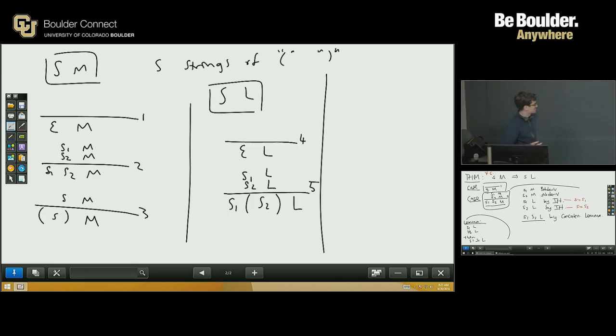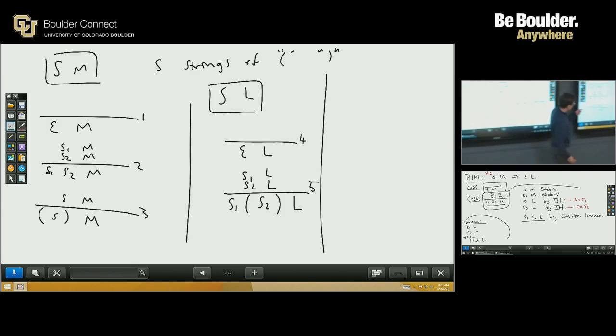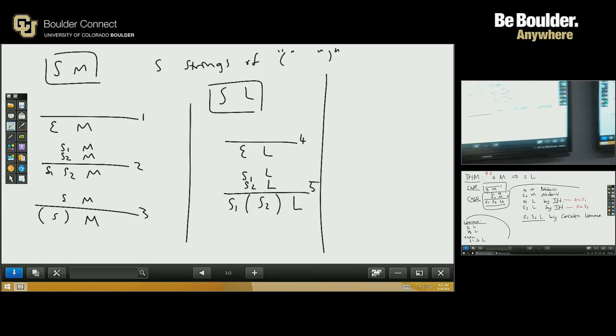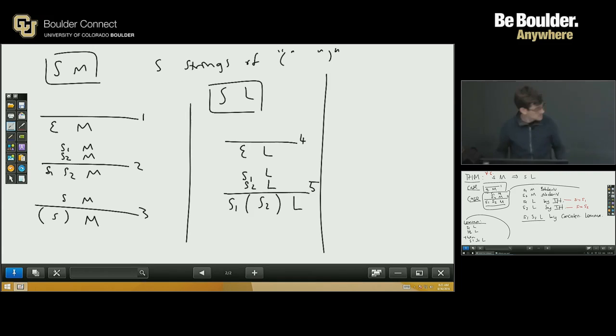What about the last case of this proof? There's this case that we haven't redone yet, where this is the rule. And now I'm trying to derive that this thing is an L. I guess I could do it on the next board, probably.